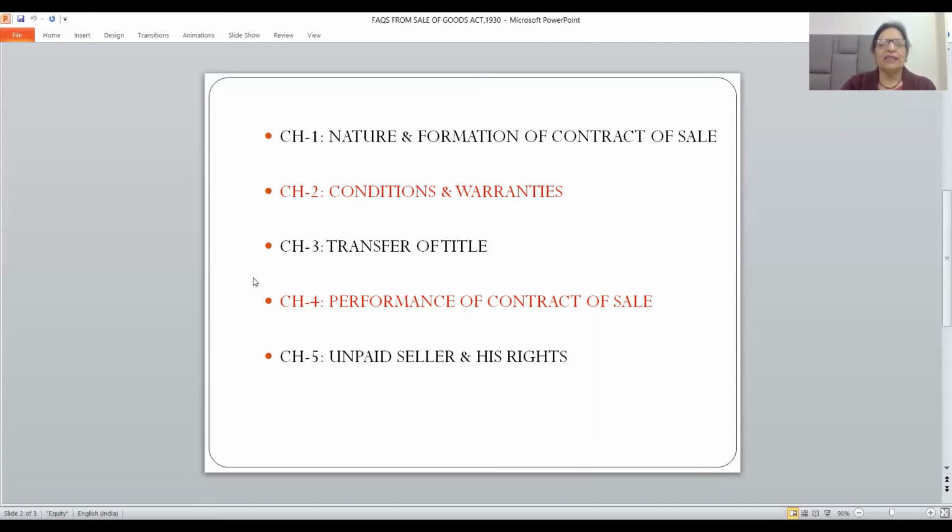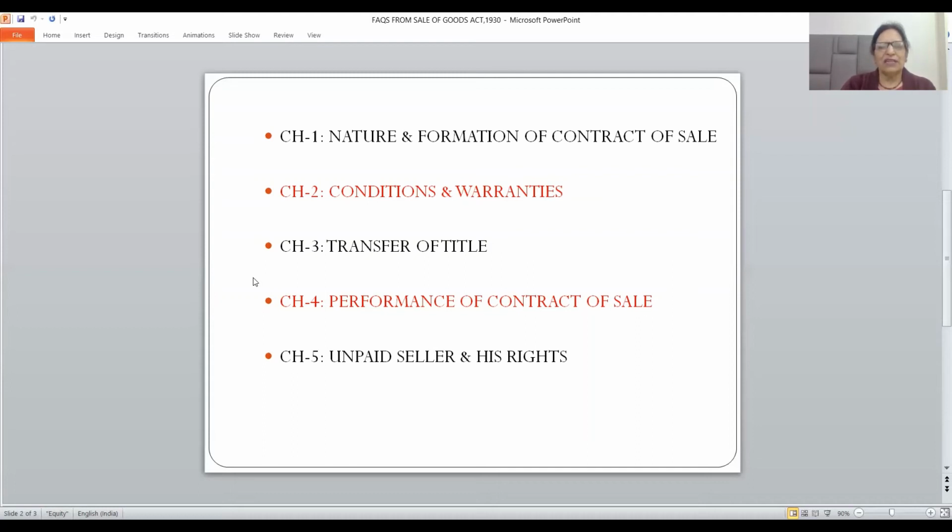Moving ahead, the third chapter is transfer of title or ownership or property in goods. Explain the various provisions pertaining to the transfer of ownership or title in case of specific or ascertained goods. This is a frequently asked question from this chapter. And another question which is asked is nemo dat quod non habet. Non-owners cannot make a valid sale. A seller cannot convey better title than what he himself possesses.